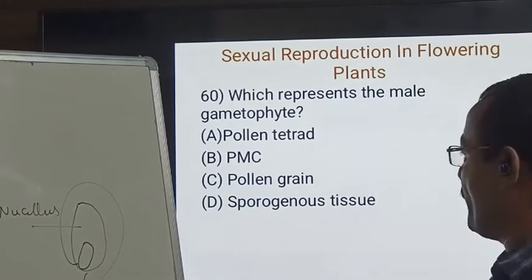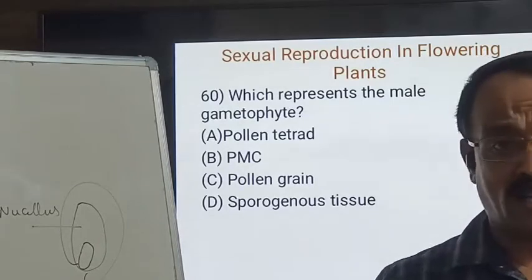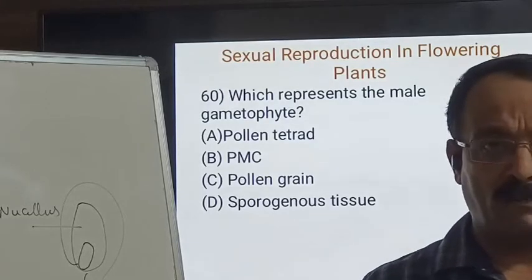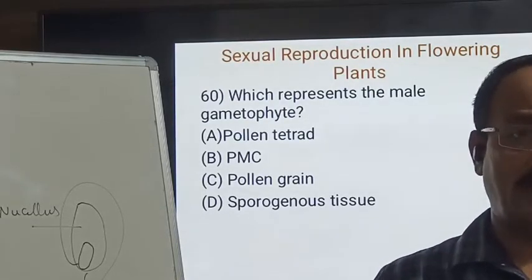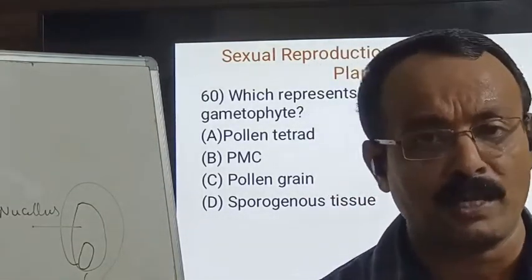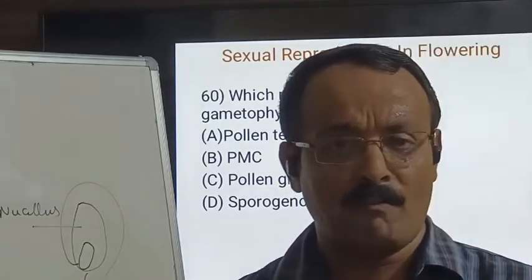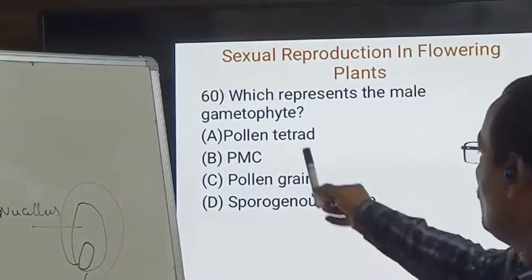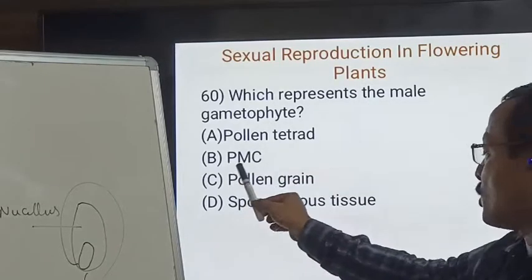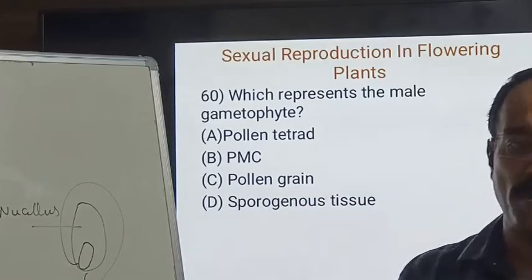Next question. Which represents the male gametophyte? Which is the female gametophyte? Embryo sac, which is a 7-celled, 8-nucleate structure. Which is the male gametophyte? Pollen grain. Pollen grain is called the reduced male gametophyte. It encloses 2 cells, in 60% of plants. One large cell called the vegetative cell or tube cell, and the other a small cell which floats in the cytoplasm of the vegetative cell, called the generative cell. So it's not pollen tetrad, not pollen mother cell, not sporogenous tissue; it's nothing but pollen grain.